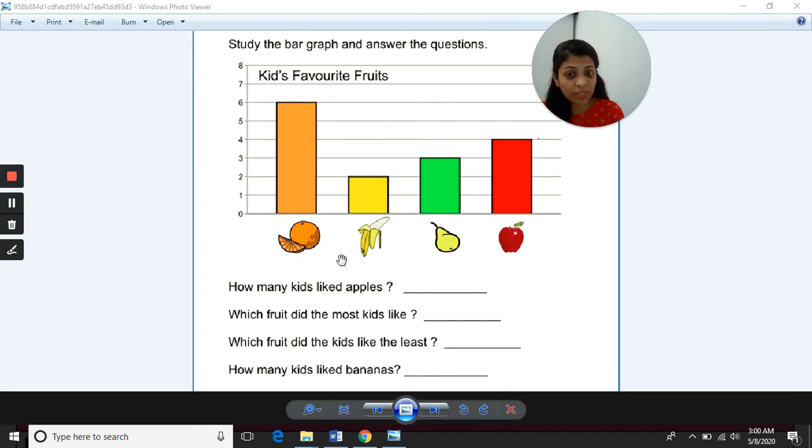This is your paragraph and these are a few questions. You are going to get something exactly like this. You have to read the questions, look at the paragraph, and answer the questions. I hope you all had fun. I hope we learned something new.